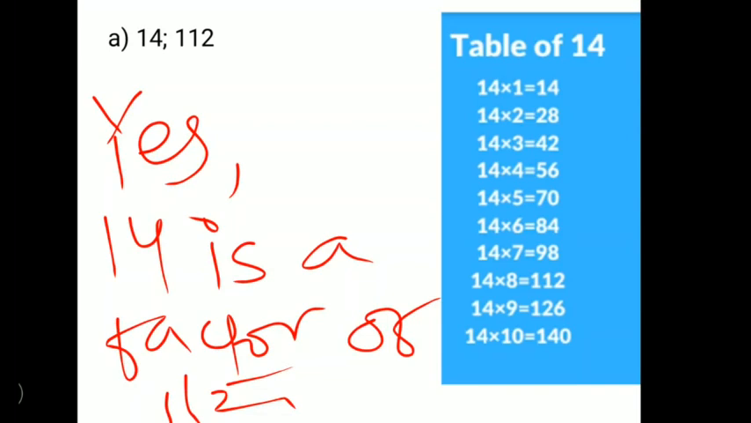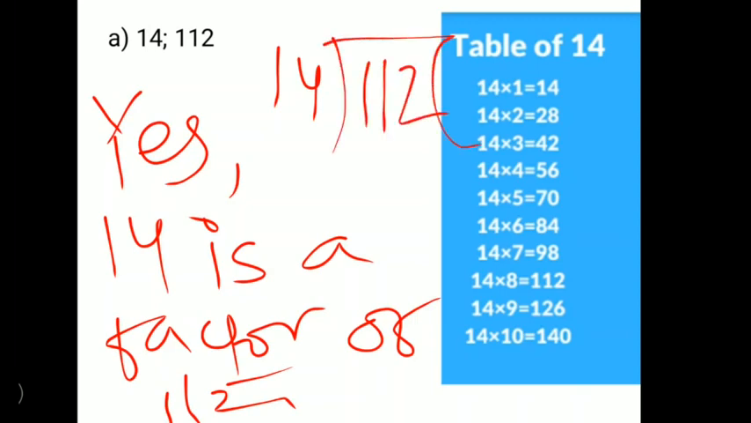So simply by dividing 112 by 14, we'll get the answer. If you get the remainder 0, then it is a factor. But if you don't get the remainder 0, then you cannot say it is a factor. Okay, so similarly let us solve part B. Part B is 27 and 190. You have to check whether 27 is a factor of 190 or not.